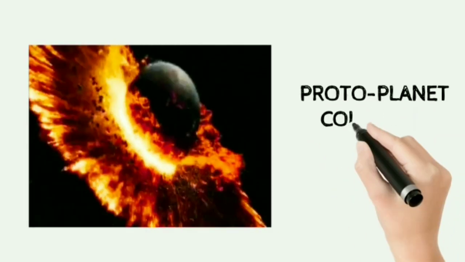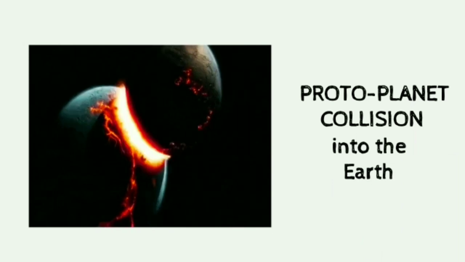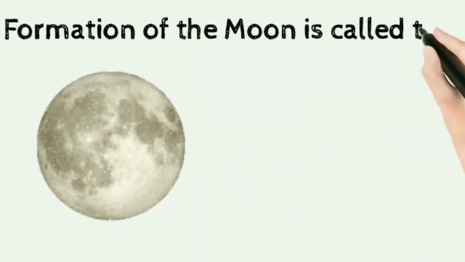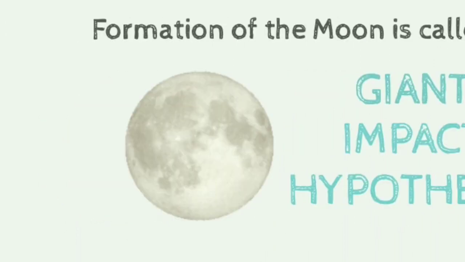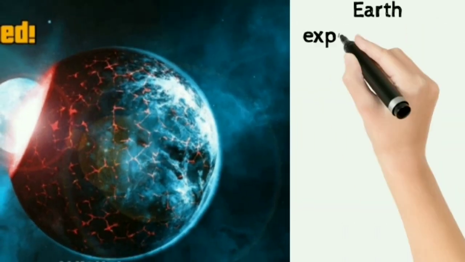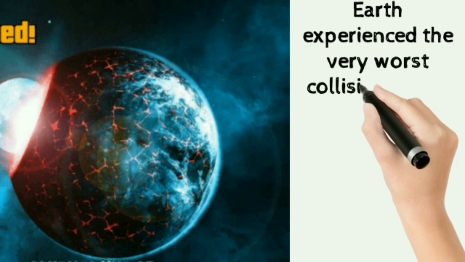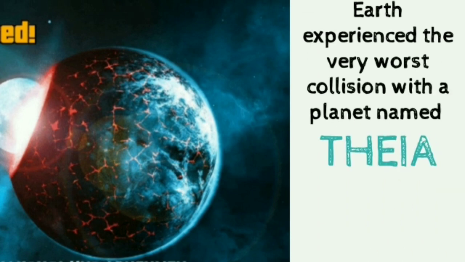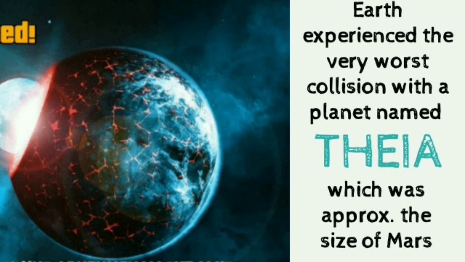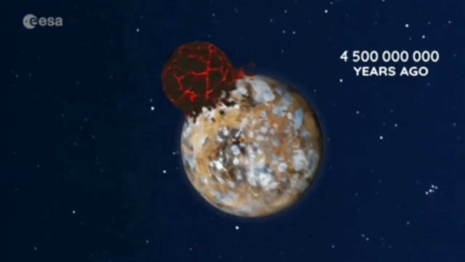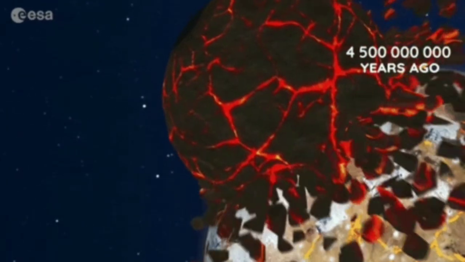The Moon was formed by this time due to a protoplanet colliding into the Earth. The formation of the Moon is called the giant impact hypothesis. According to this hypothesis, Earth experienced a very violent collision with a planet named Theia, which was approximately the size of Mars. Not long after the Earth was formed, Theia struck Earth.